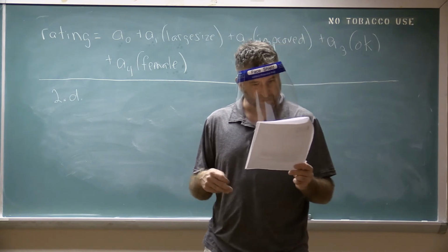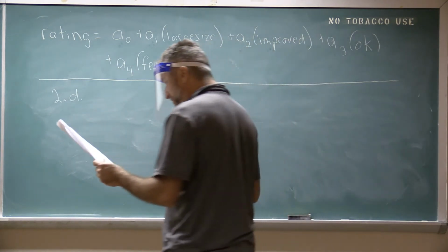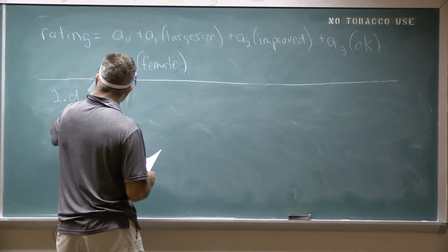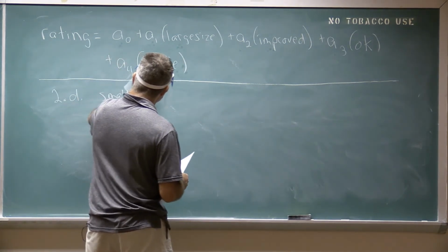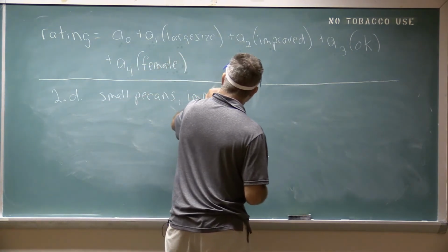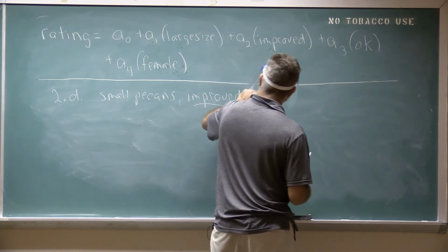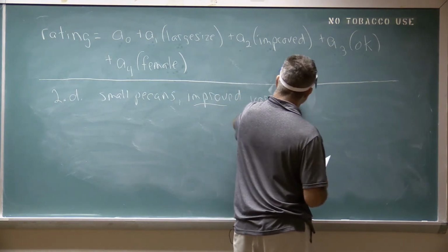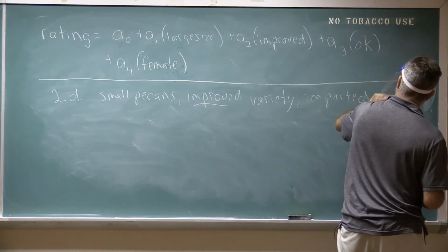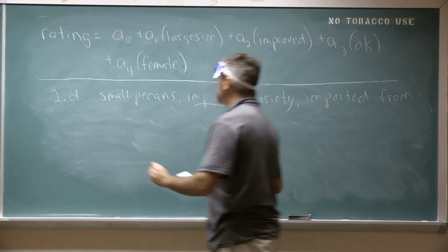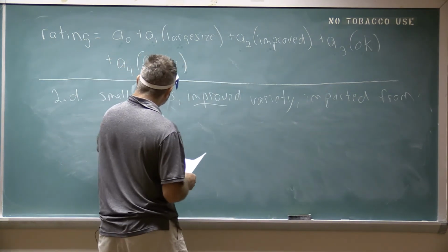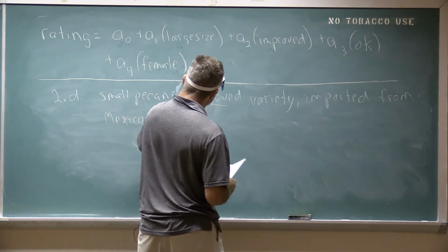What type of pecan and respondent does the equation refer to? What is the predicted rating? So we're once again talking about small pecans, but now it's an improved variety. Imported from Mexico. Male respondent.